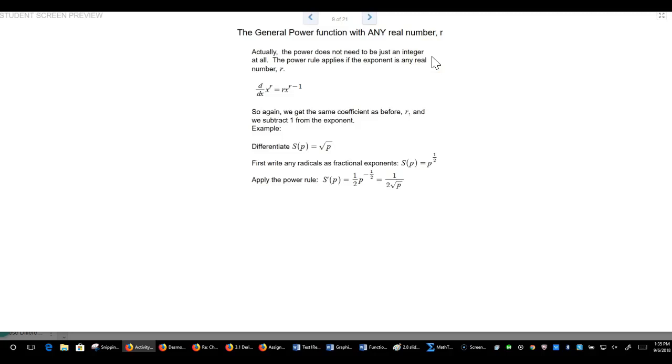So actually this applies with any power, not just integers. Any real number in the exponent, we can use this shortcut rule on. For instance, s of p equals the square root of p. When you see radicals, you're going to want to rewrite those as fractional exponents. So this is p to the 1/2. And now we can apply that power rule. Bring down the 1/2, subtract 1 from the power, and I get 1/2 p to the minus 1/2. And that's how we write it, getting rid of the negative exponent.